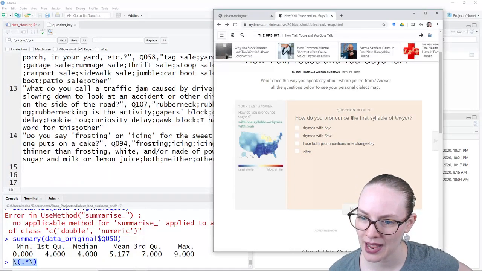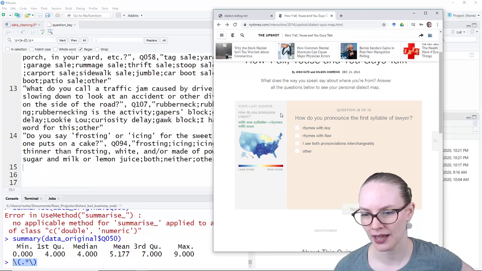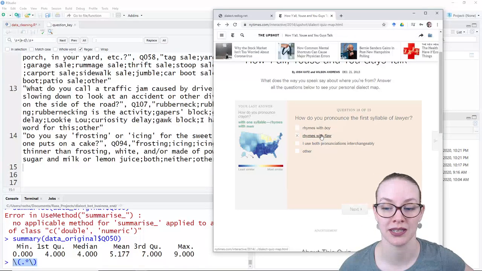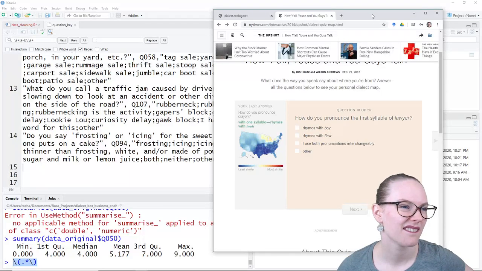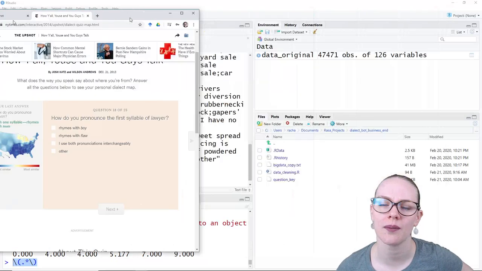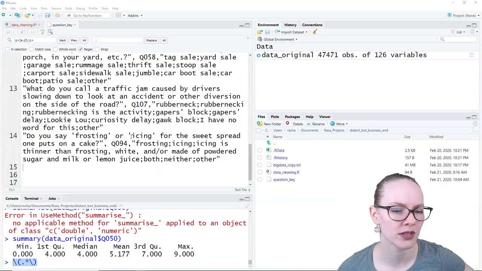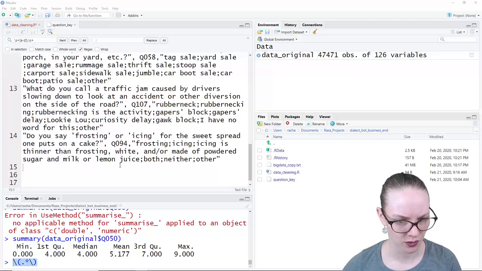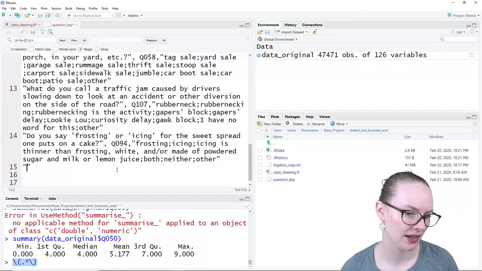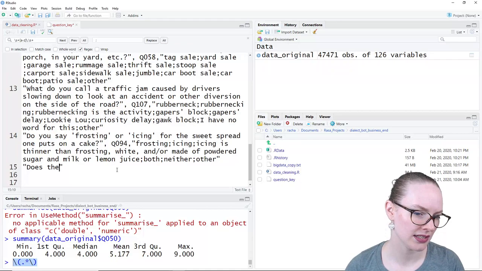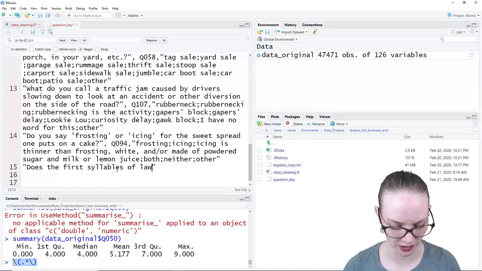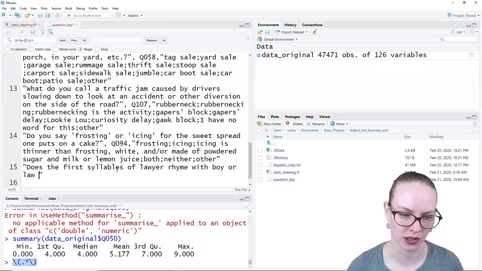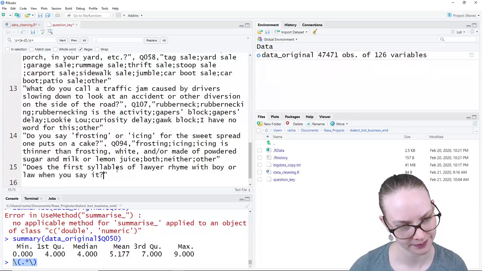How do you pronounce the first syllable of lawyer? I say lawyer. Definitely some people say lawyer. I think this will work with some tweaking. So I think I would rephrase it. Does the first syllable of lawyer rhyme with boy or law when you say it?